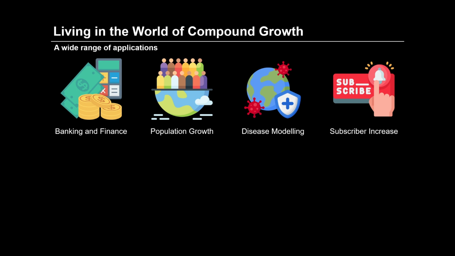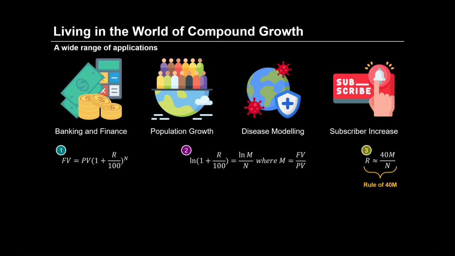Since we're living in a world of compound growth, the rule of 40m has a wide range of applications, from banking and finance, population growth, disease modeling, to subscriber increase analysis. You would also know how to move from the original formula to calculate future value to the relationship between r and log m over n, and in turn understand the rule of 40m.